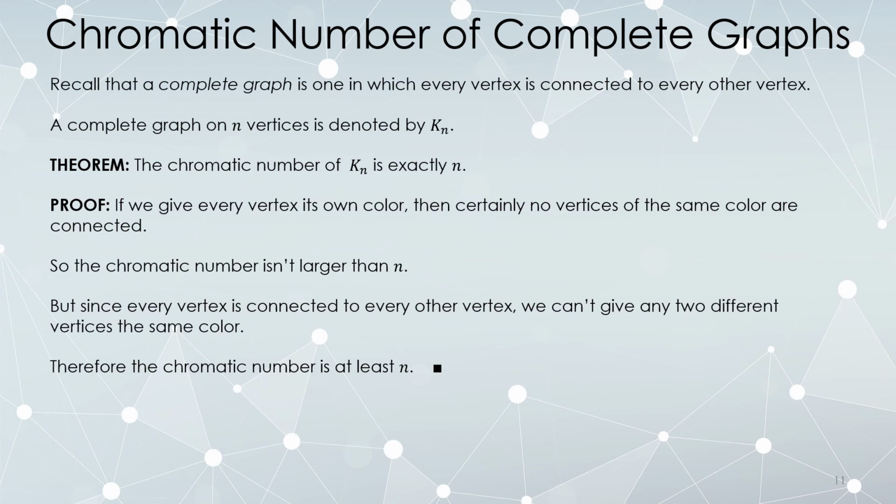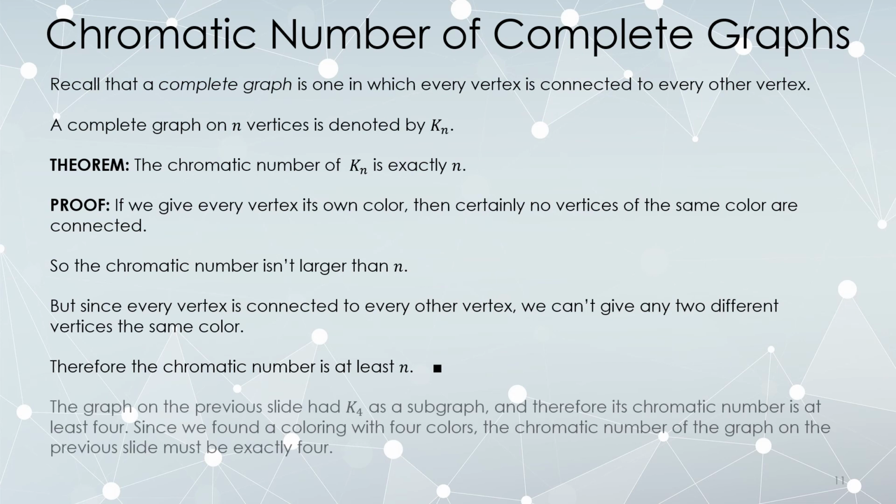Perhaps if you played around with it on the previous slide, what you could have found was a complete graph on 4 vertices as a subgraph. That's why the previous slide could not be done with 3 colors. It had a subgraph of K sub 4. So since the previous slide had a subgraph of K sub 4, its chromatic number couldn't have been smaller than 4, and there was a coloring with 4 colors.